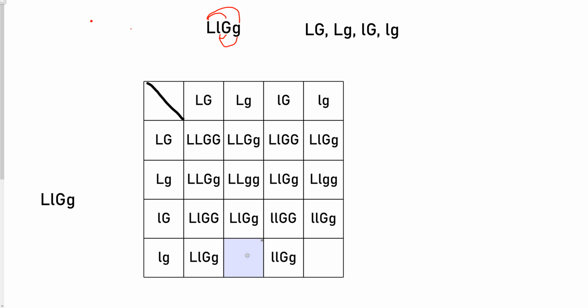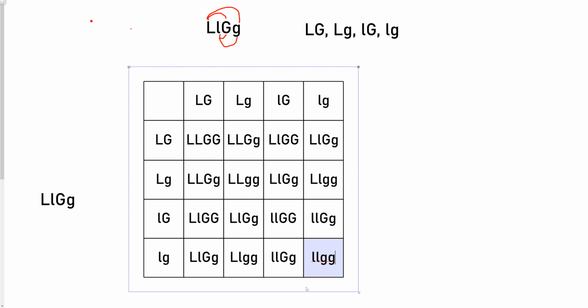Big L, little g, and the last one, little l's and little g's. Okay, so here is our Punnett square. As you can see, there are a whole bunch of different possible genotypes. And what we're going to do is take a look at the phenotypic ratio of all of these.